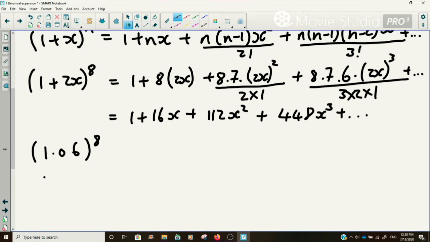Okay, so set 1 plus 2x equal to 1.06, and it's very simply a way of rearranging this equation. Rearrange it and work out what x is. And you can see we're going to get 0.03. So by substituting 0.03 in here, we get 1.06. We need to also substitute it into our 4 terms in our approximation.